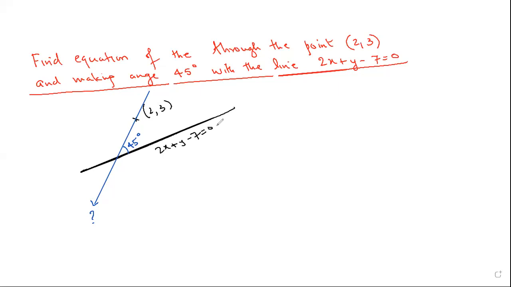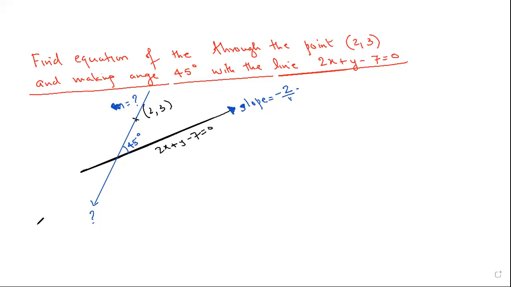Now you tell me, what is the slope of this line? -2. Minus a upon b. What you don't know is the slope of this line. So which formula should I apply? I know the angle, I know one slope, and I want to find the other slope. Tan theta is equal to modulus of m1 minus m2.